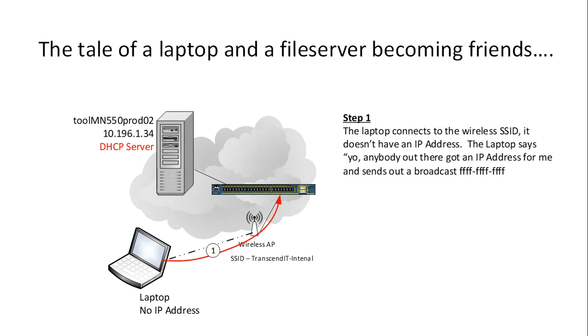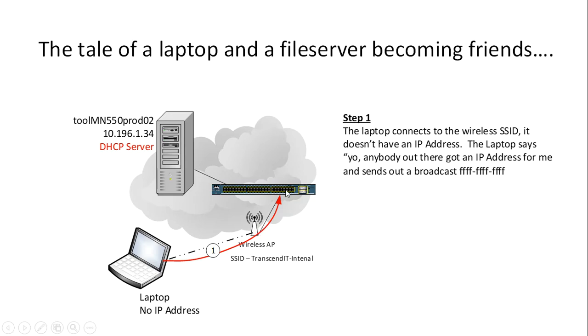It's going to send out a shout out saying, "Yo, anyone got an IP address for me?" And that broadcast is sent in this weird message that's all Fs, which we don't need to get into all the nitty-gritty details about, but basically it's just a broadcast. A broadcast is just saying, I don't have an IP address. If there's anyone out there that could give me one, I would really appreciate it. So at that point, it basically just sends the broadcast out through the wireless access point, obviously because it's wireless connected, and the wireless access point is connected to the switch.